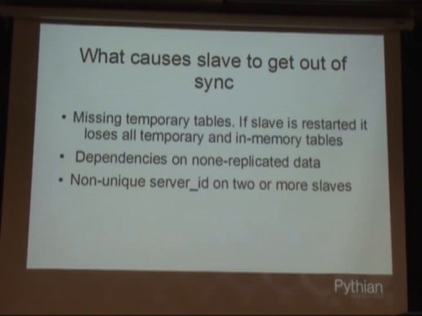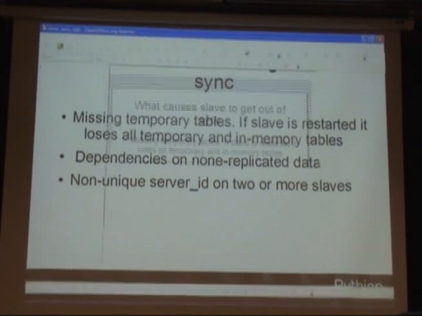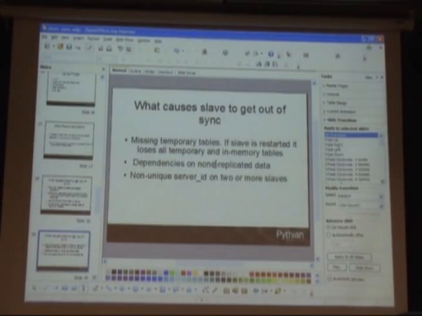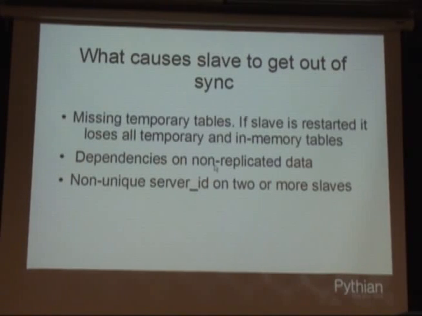Also, missing temporary tables. At the end of a binary log, your temporary tables will go. If a slave crashes in the middle of doing something with temporary tables, those temporary tables go away. All the in-memory tables go away. So if it's restarted, it might end up having lost data because it doesn't have those temporary tables. Dependencies on non-replicated data: if you have something that's loading data in from files, and the files are different on the master and slave, that kind of thing.